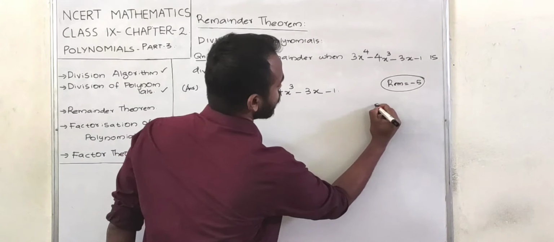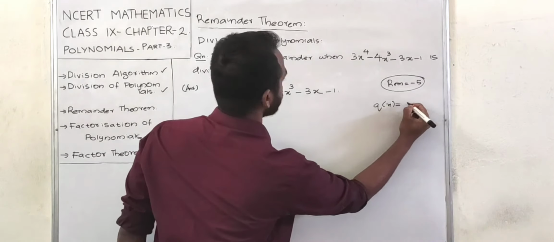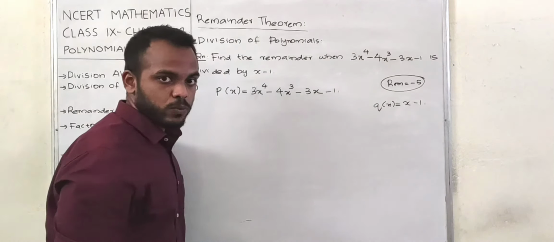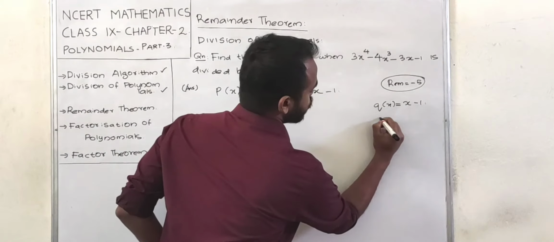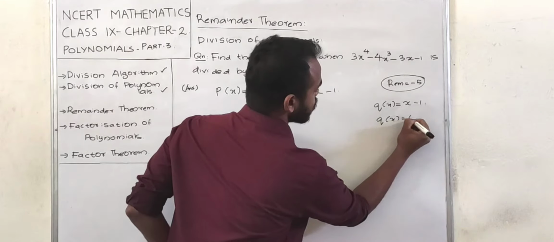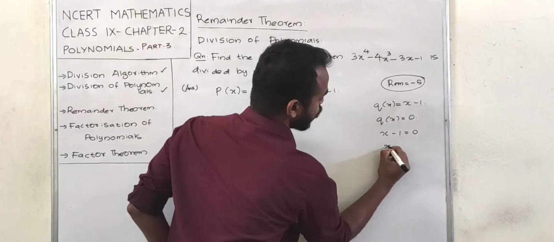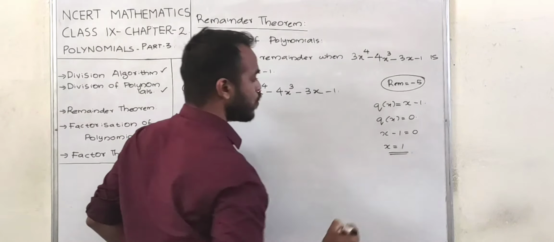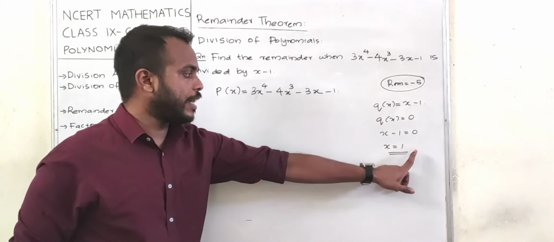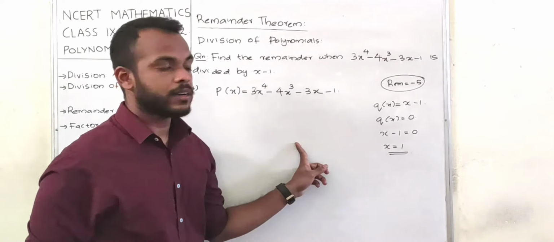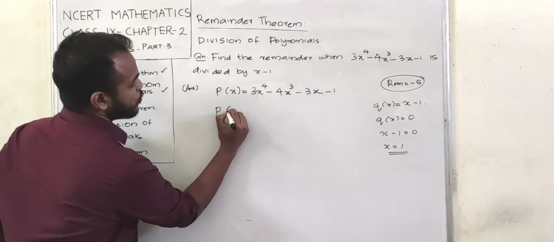Now, what was the second polynomial given to us, by which it is to be divided? Q of x is equal to x minus 1. First of all, you should put Q of x equal to 0. Who is Q of x? That is x minus 1 equal to 0, or you will get x equal to 1. So we need to find the value of P of 1. Let's see what is the value of P of 1.